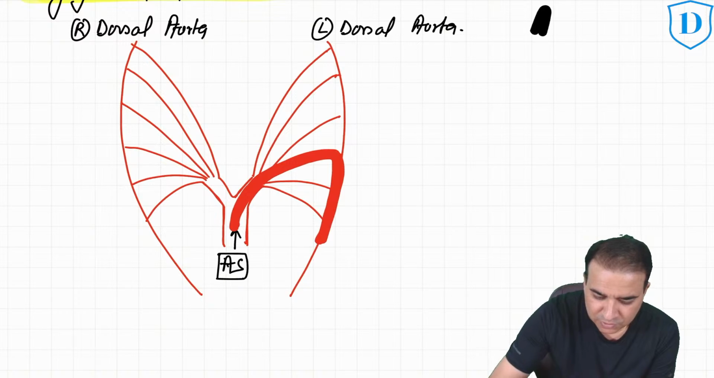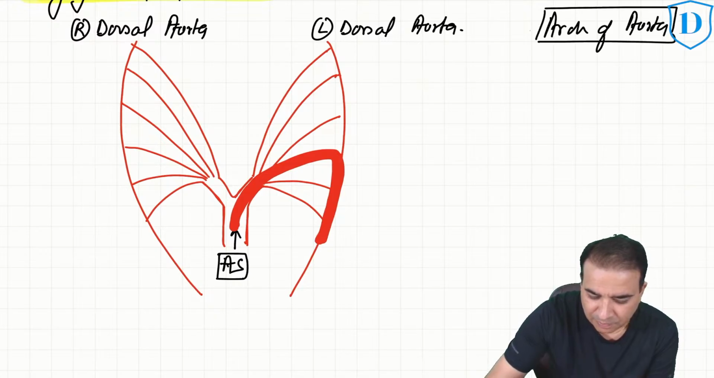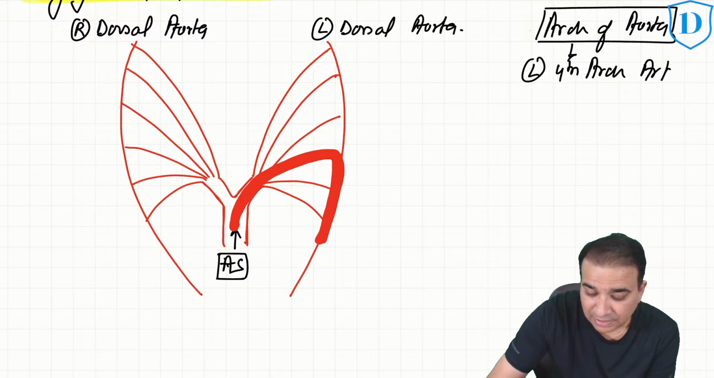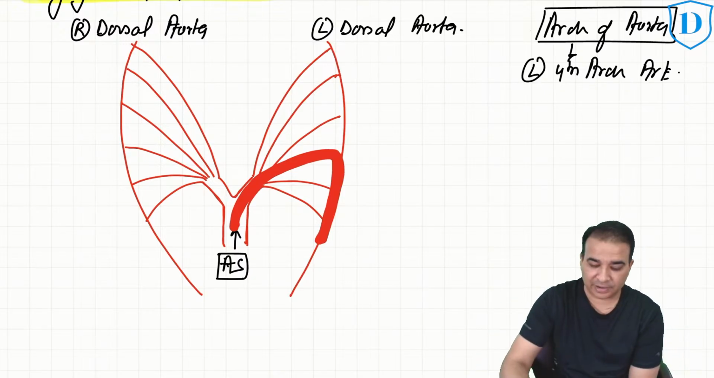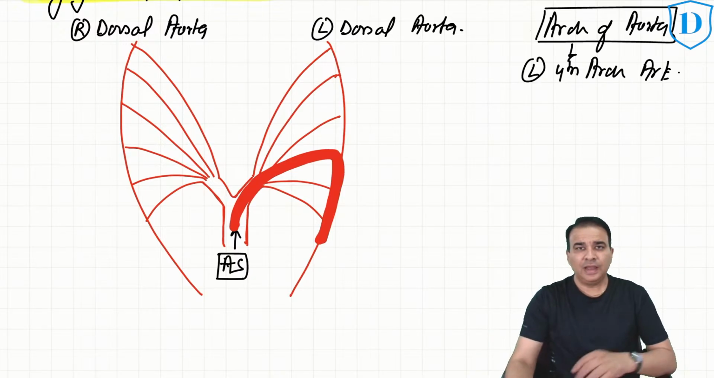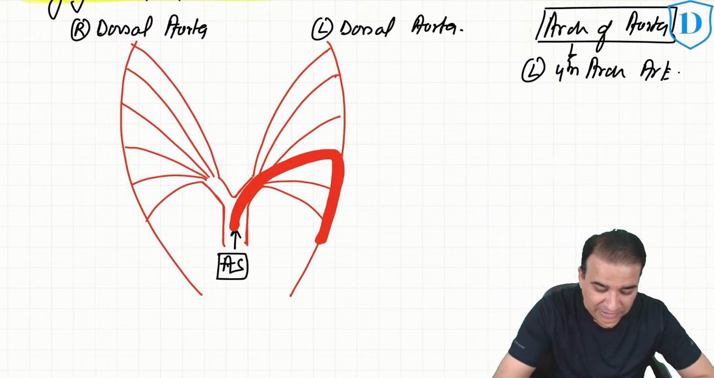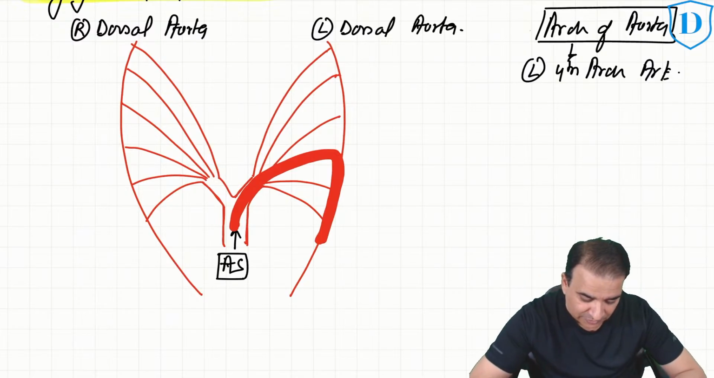So the arch of aorta is mainly developing from where? From the left 4th arch artery. Left side 4th arch artery. Okay. Now the arch of aorta is giving multiple branches. Like for example, there is a brachiocephalic artery. Guys, look at what I'm highlighting here. That is a brachiocephalic artery.